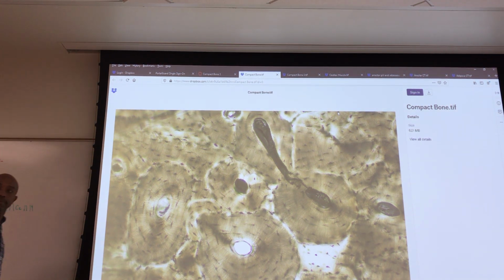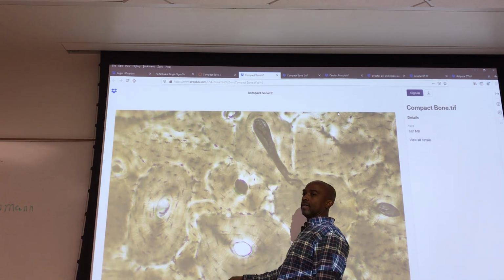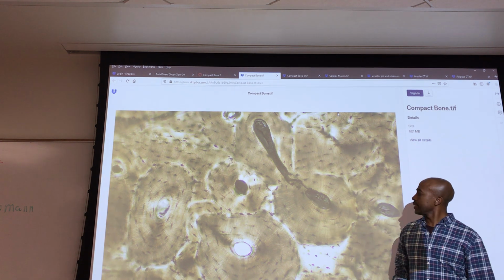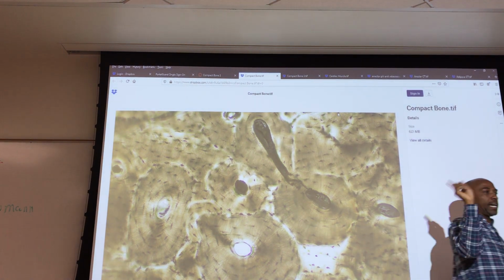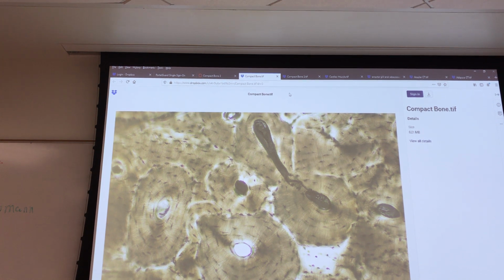So what about the canaliculi? Canaliculi are these things, the hash marks. The really light ones? Yeah, these. There are lines, those tiny canals. What else is on that bone part? That was it.